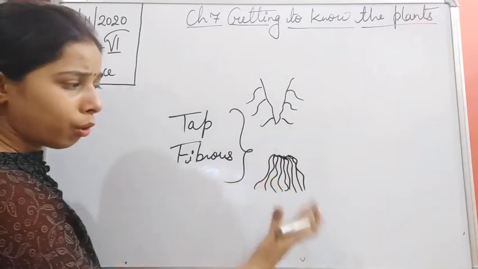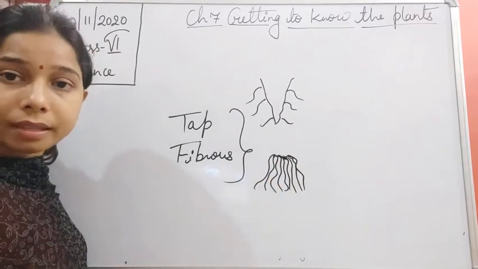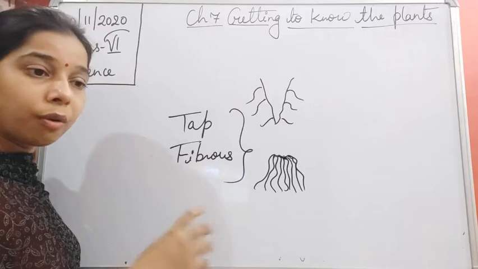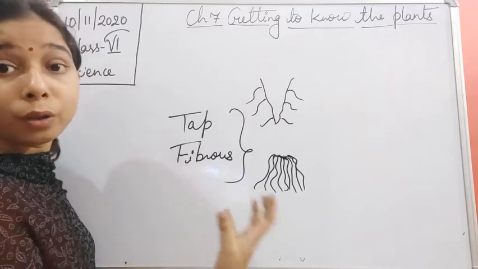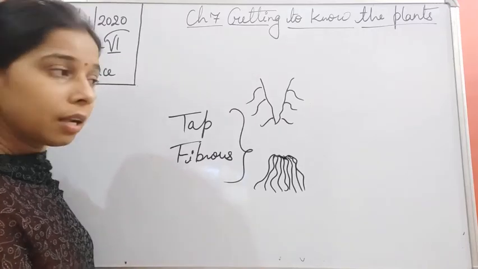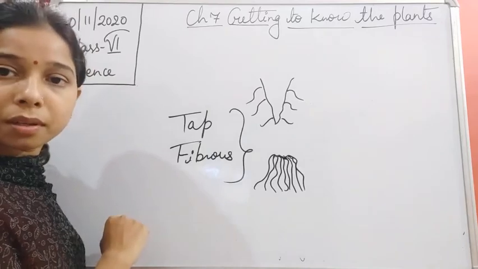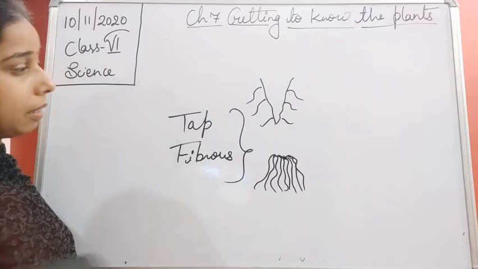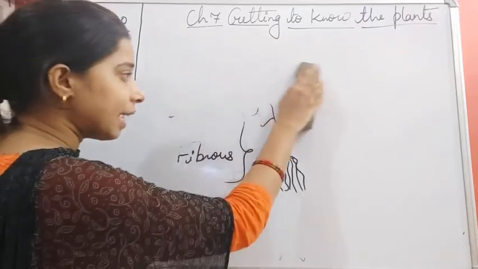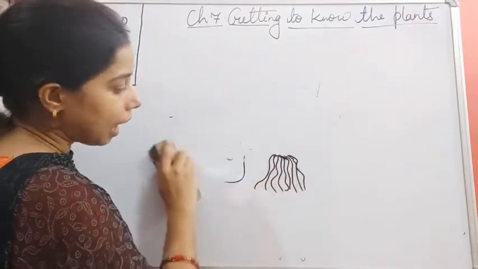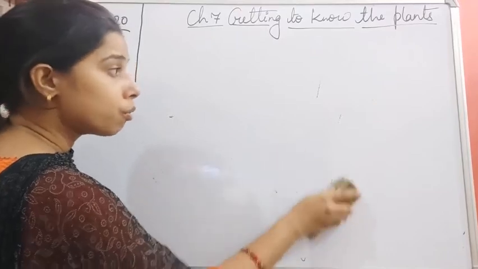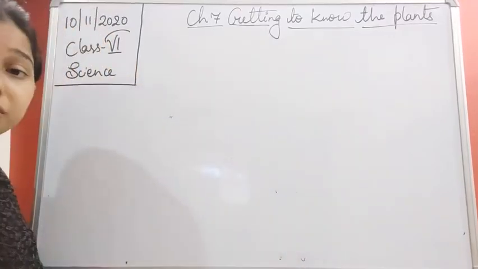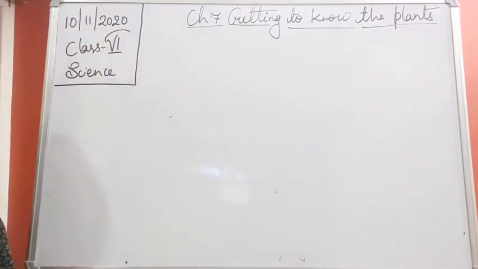All of them are of equal size, so there is no main root or lateral root present in a fibrous root. We have discussed both of them, and now it is time to discuss the second part of the plant, which is known as the shoot system, and which includes first the stem.